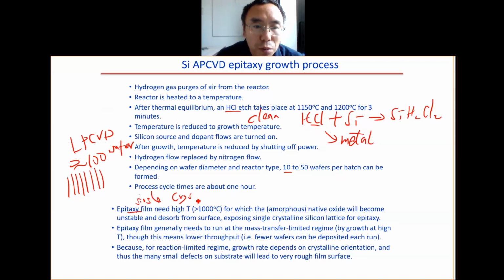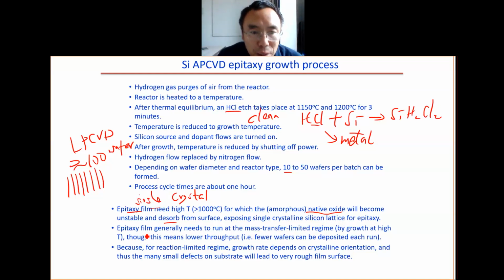For single crystal film, we need high temperature so that the film can go to the equilibrium state. That gives you the single crystal film. And also at high temperature, it can remove the native oxide. So this native oxide will be dissolved from the surface. This way we get a fresh single crystal silicon lattice for the epitaxy.